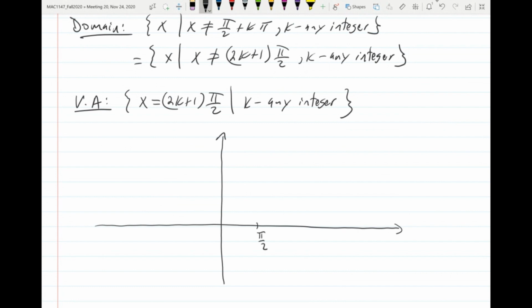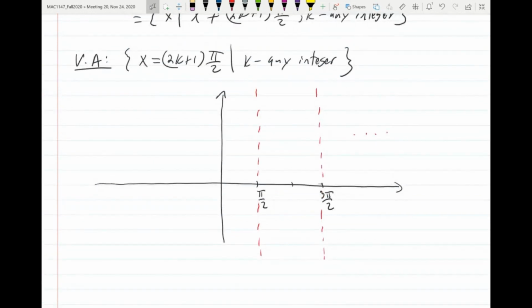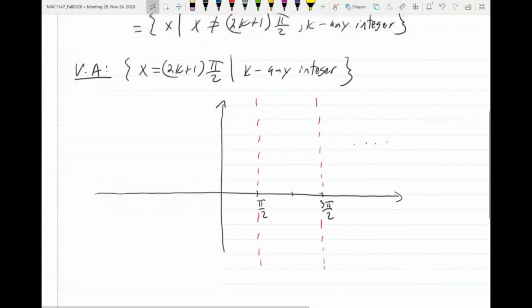Then we have, let's say, pi. Then we're gonna have, give myself more space, pi. Then we have here 3 pi over 2, and so on. So we're gonna have a vertical asymptote here. We're gonna have a vertical asymptote here, and it keeps going this way. Okay, every pi, right? Every pi you're gonna have a vertical asymptote.